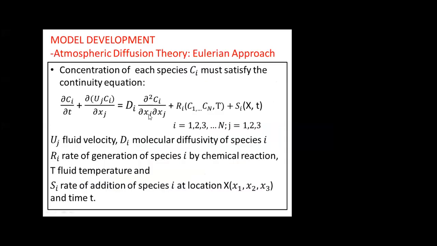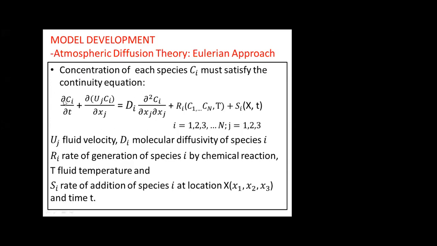Let's begin with model development. That is what we call the atmospheric diffusion equation. And here there are two approaches to develop any equation. One is the Lagrangian and another is the Eulerian approach. And here we are considering the Eulerian approach. So the concentration of pollutant, that is Ci, where there are n pollutant species, must satisfy the continuity equation, that is, the equation of mass.